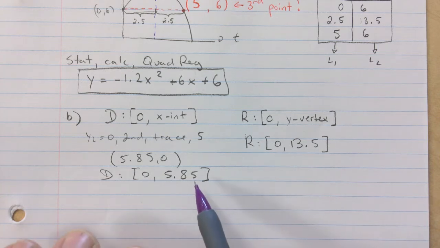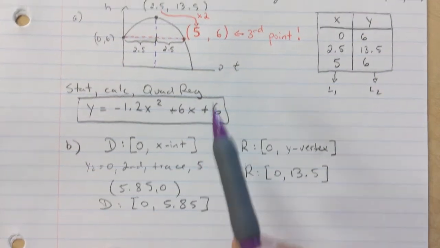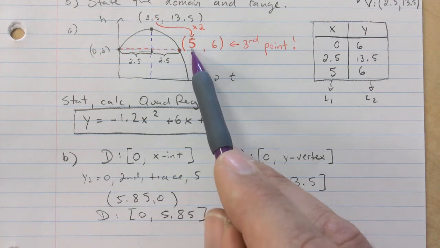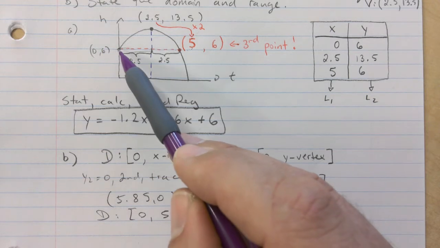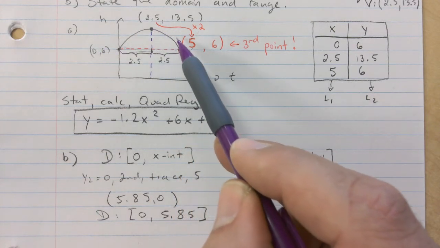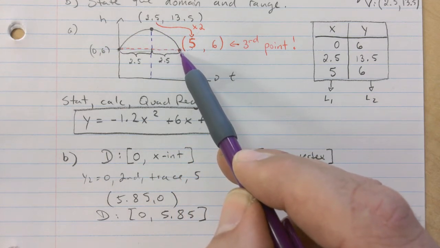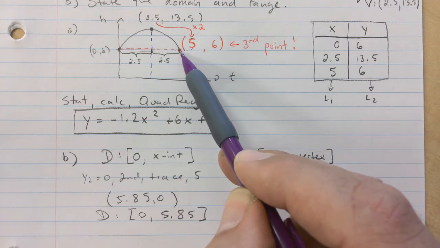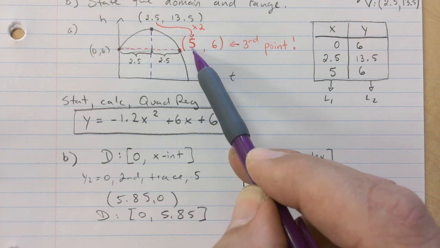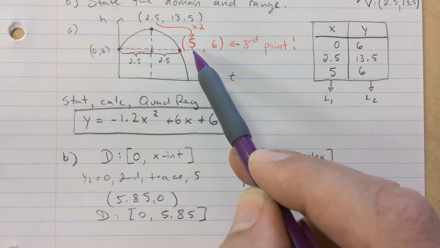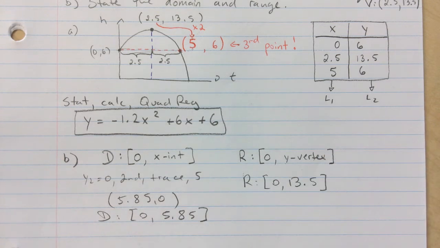Okay, so for A, this is not the x-intercept. This is just a third point. Okay, we know that it takes 5 seconds for the apple core to be back to a height of 6. Got it? You need 3 points before the calculator can come and make a model that would fit those 3 points.